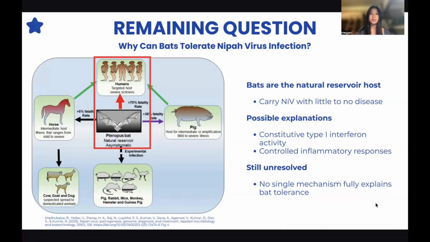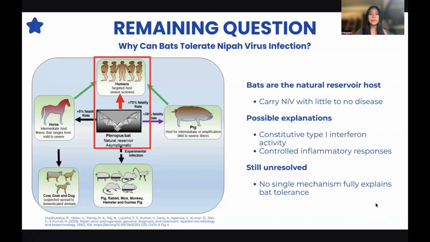As shown here, Pteropus fruit bats are the natural reservoir hosts, meaning the virus can persist and circulate within bat populations over time without causing widespread disease. In humans, however, Nipah infection can cause severe respiratory disease, encephalitis, and mortality rates that can exceed 70%. Research over the past decade suggests that bats may maintain a unique antiviral state. For example, several studies have shown elevated baseline type 1 interferon signaling, meaning some antiviral pathways are already active before active infection occurs. This could help limit viral replication early.